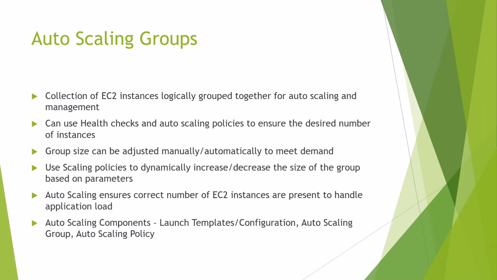There are basically three auto scaling components that you need to know about. First is the launch template or configuration, the second is the auto scaling group, and the third is the auto scaling policy that you create. We'll look at them when we go to the console. So without wasting much time, let's head to the EC2 console right now and see how it works.